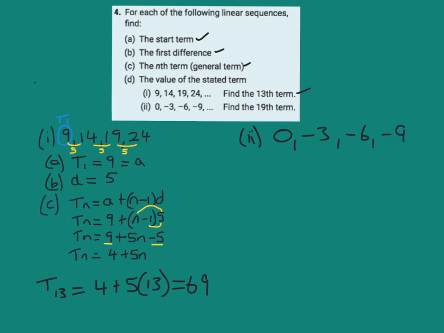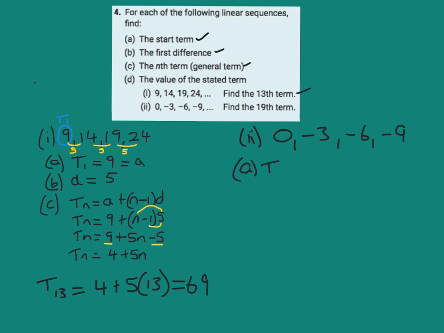Okay, the second question then, we have 0, minus 3, minus 6, minus 9. If you didn't get the nth term of the last question, I would say to you pause now, because you know what the nth term means. So pause and have a go at this one, then play the video again and see if you got it right.